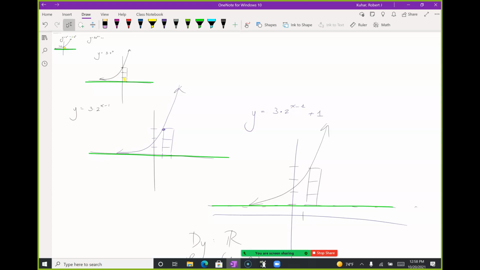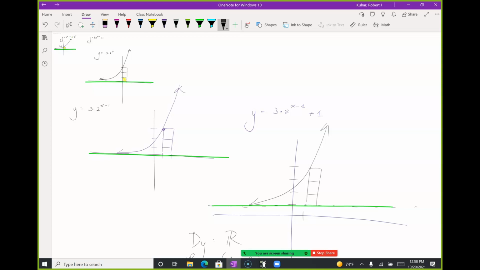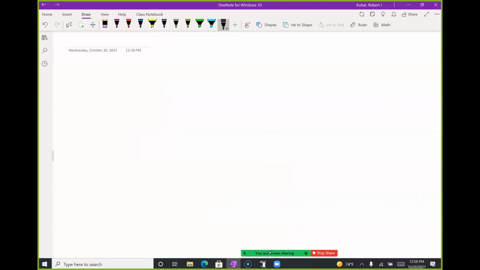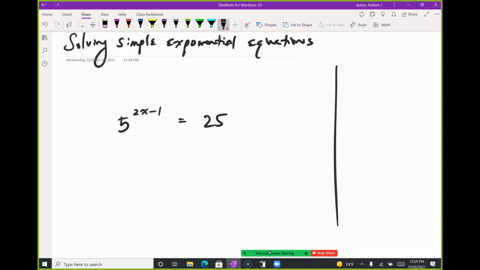So there's one more thing to do in this section, and that is to talk about how to solve simple exponential equations. So I might have something like 5 to the 2x minus 1 equals 25. And the whole idea here is that I notice, so first of all, what's my base here on the left, do you think?